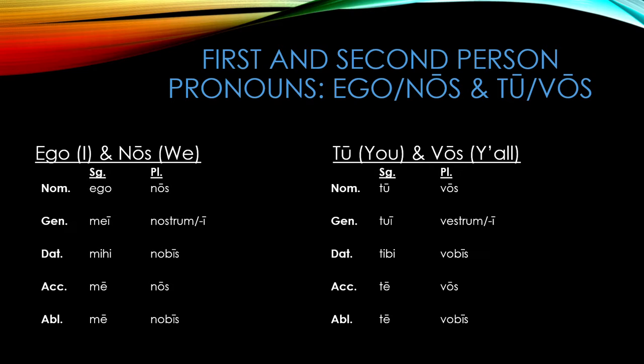The second person plural pronoun is vos. It declines as follows. Vos in the nominative, vestrum or vestri in the genitive, vobis in the dative, vos in the accusative, and vobis in the ablative. It is translated as you all. These pronouns can be any gender. You just have to figure out what gender they are based on the context of the sentence.